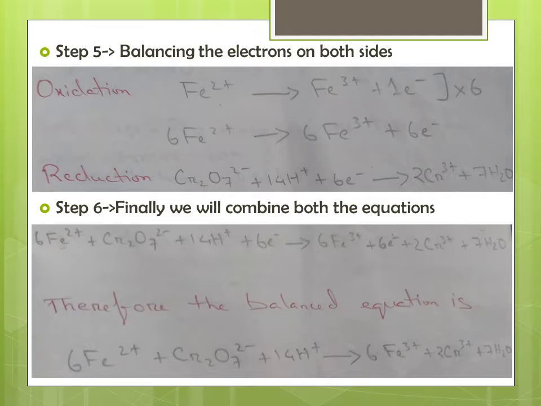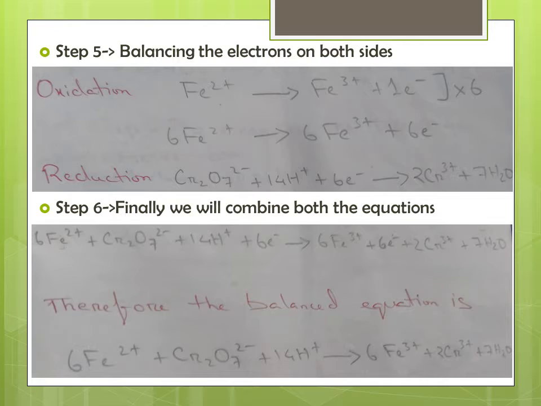Finally, in the final step, step 6, we will be combining both the oxidation half cell and the reduction half cell. The reactant parts will be on the left hand side obviously, and the product parts on the right hand side. 6Fe2+ from the oxidation half cell, then plus Cr2O7 2- plus 14H+ plus 6 electrons from the reduction half cell. So the reactants are written on one side.